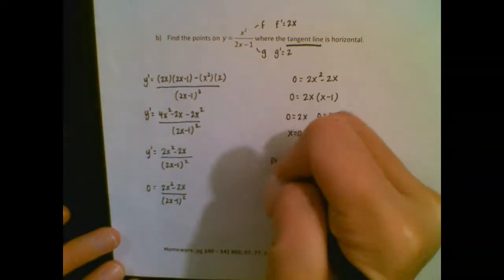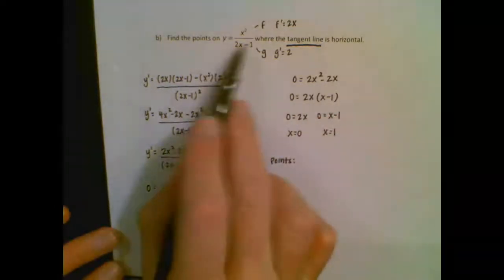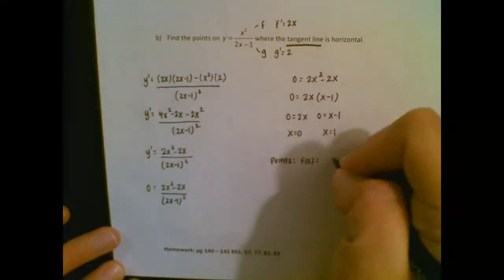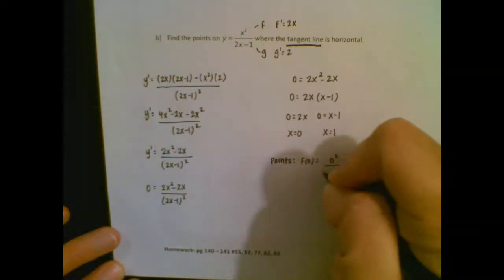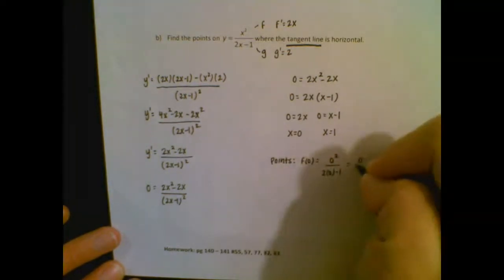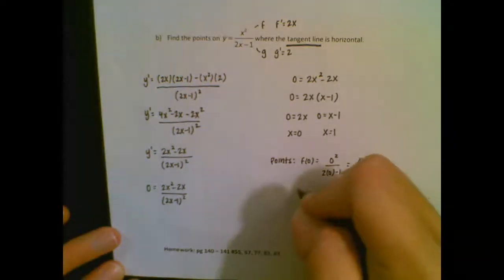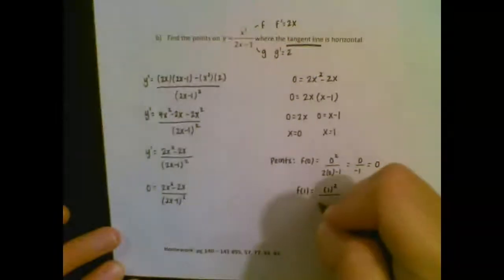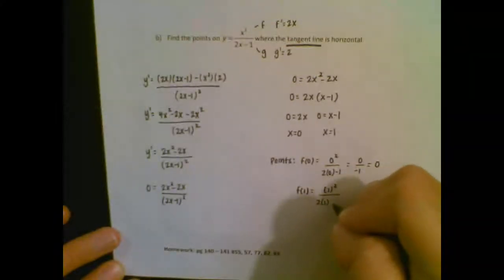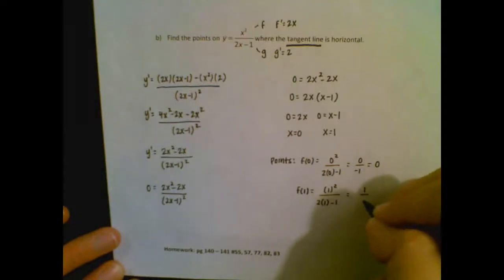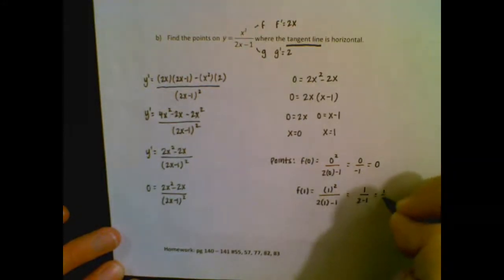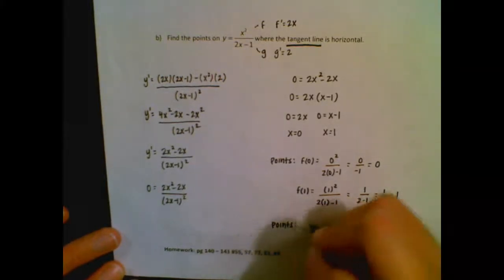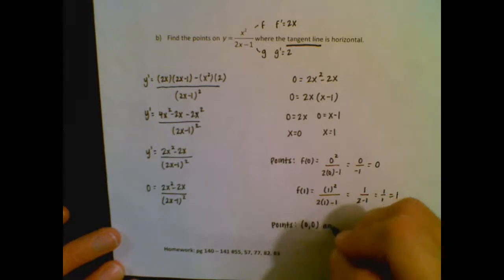So to find the points, again, I'm going to go ahead and go back to my original function or my original f of x. So I'm going to go ahead and evaluate f of 0. So that'll be 0 squared over 2 times 0 minus 1. That'll give me 0 over negative 1, which is just going to be 0. And then f of 1 would be 1 squared divided by 2 times 1 minus 1. So is that 1 over 2 minus 1? So 1 over 1. So 1. So my points where my tangent line is going to be horizontal would be at the point 0, 0 and at the point 1, 1.